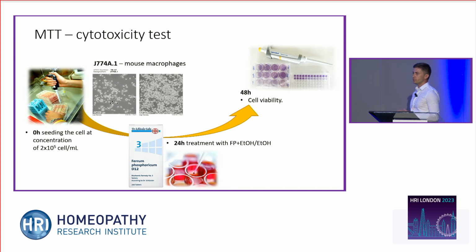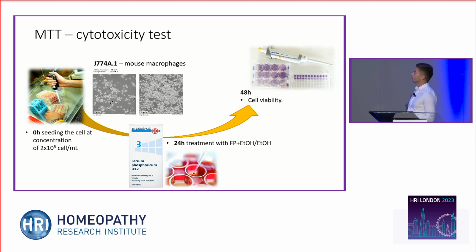So briefly about the experimental model. We seed the macrophages in a given concentration, and after 24 hours we treat them with the ferrum phosphoricum ethanol preparation or ethanol as a control treatment.